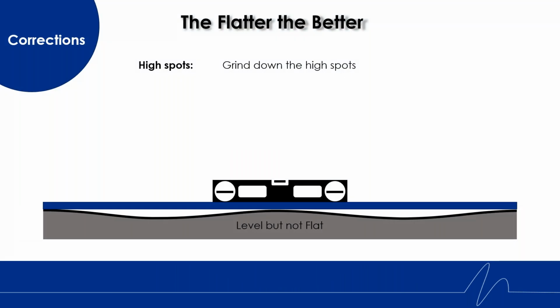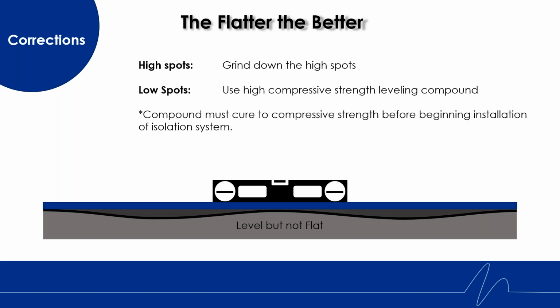Corrections. So you've inherited a structural floor that does not meet the required floor flatness numbers. Do not fear, corrections can be made early in the construction schedule to ensure proper installation of the isolated system. High spots can be ground down, while low spots can be remedied by using high compressive strength leveling compound. It is important that the compound properly and fully cures to manufacturer specs before installing the isolation system. After the compound has cured, we now have a floor that is flat and level.